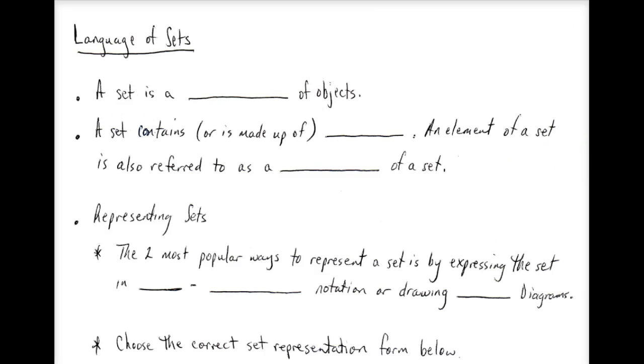So the first thing that we want to know is that a set is called a collection of objects. And so a set contains or is made up of elements. And an element is also referred to as a member. So the point here is that when we talk about an element or a member, we're saying the same thing.